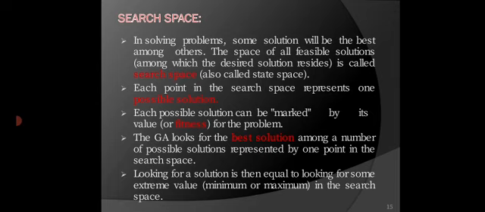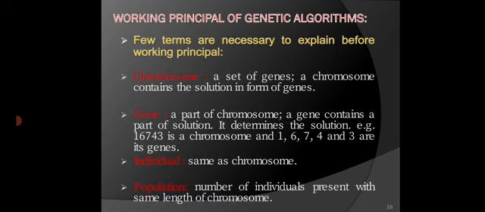GA looks for the best solution among a number of possible solutions, each represented by one point in the search space. So what does GA do? It finds the best solution within the search space. Looking for a solution is then equal to looking for some extreme value in the search space. So this is a brief about the biological concept and search space.